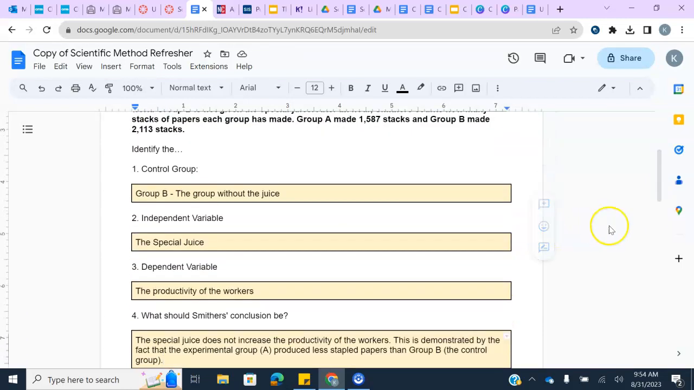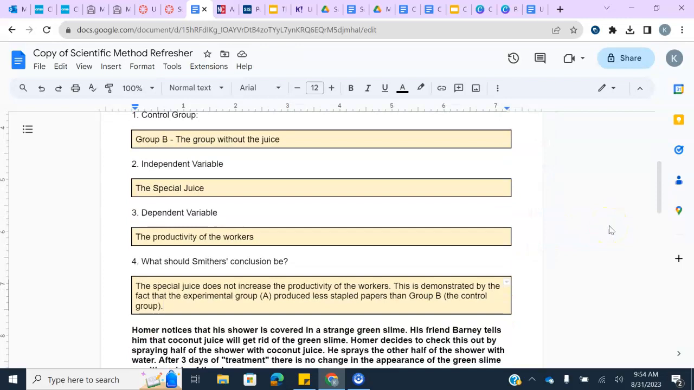Okay, so we would state our conclusion and then we would support it with the data from the experiment. Okay, so again, this is a refresher because on your ACT as a junior, there will be scientific method. A lot of times there will be questions where you need to be able to identify independent and dependent variables. Sometimes you might have to identify a control group or an experimental group. So we just need to make sure we are refreshed on this, okay?